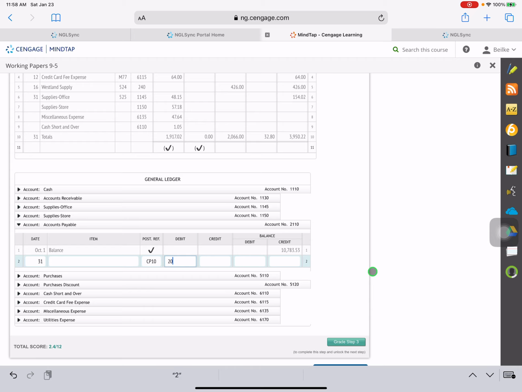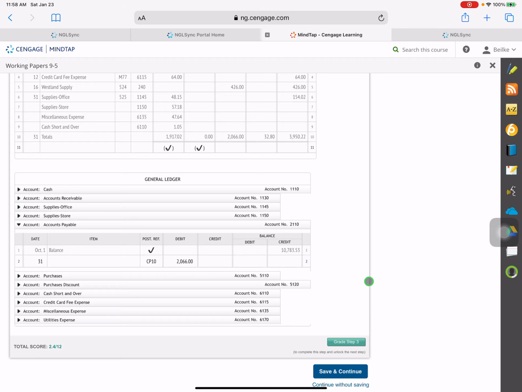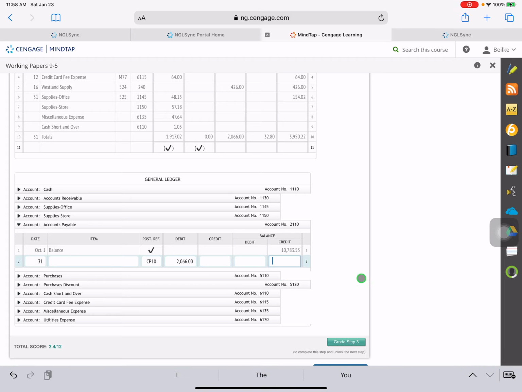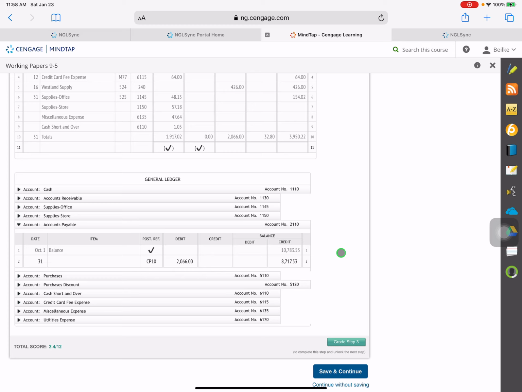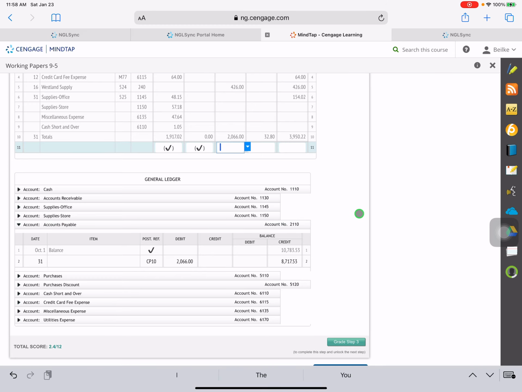Let's see, it's 2,066. It has a credit balance. We debit it, so we're going to subtract, and our new balance should be $8,717.53. Our last step again is to go back into our journal and put the account number 2110.